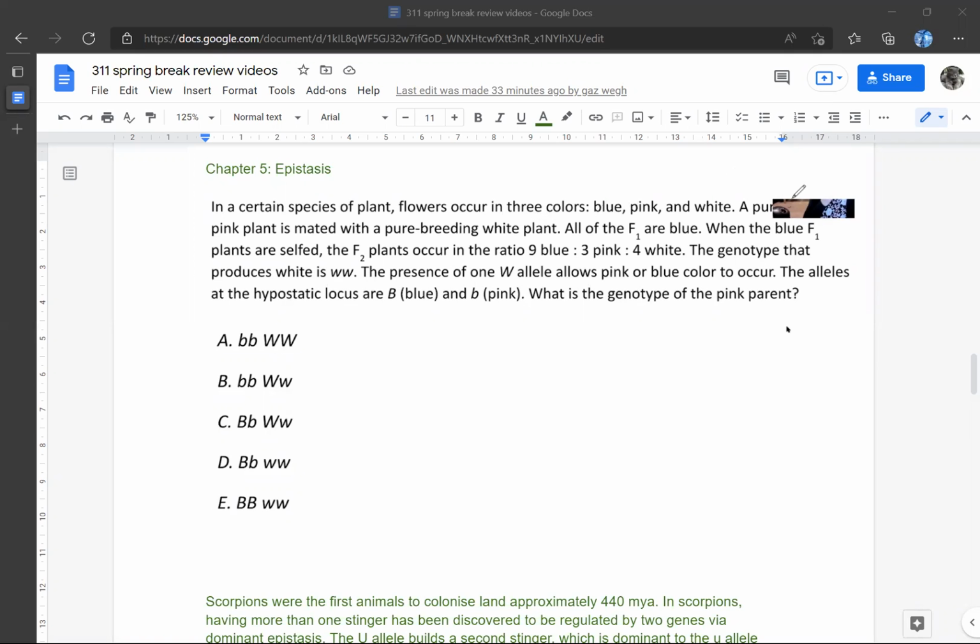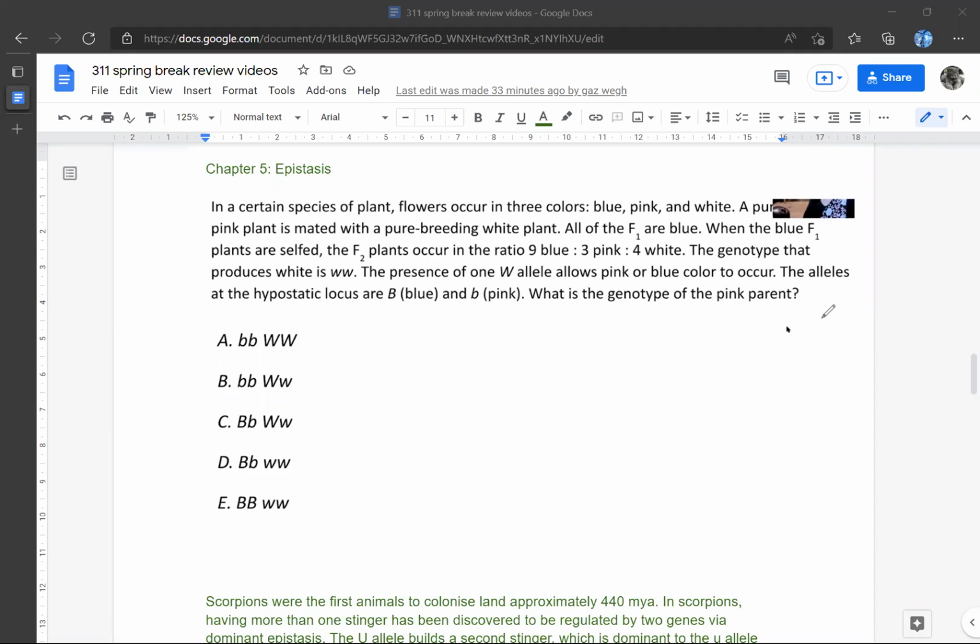A pure breeding pink plant is mated with a pure breeding white plant. All of the F1 are blue. When the blue F1 plants are selfed, the F2 plants occur in the ratio 9:3:4. The genotype that produces white is lowercase w, but the presence of a single white allele allows pink or blue color to occur. The alleles at the hypostatic locus are blue if they're capital and pink if they're lowercase. What is the genotype of the pink parent?